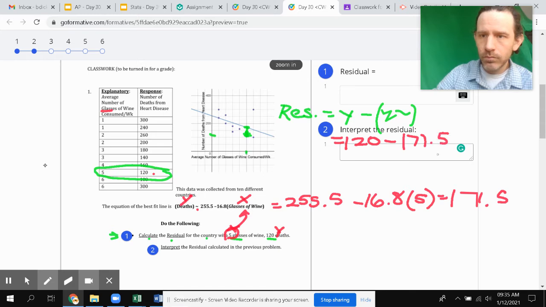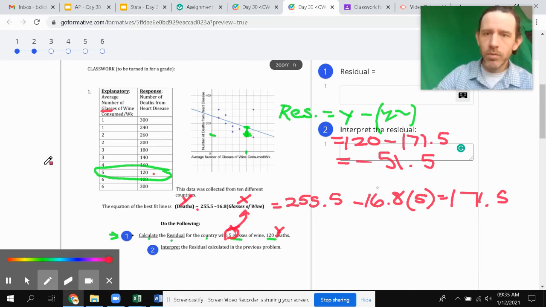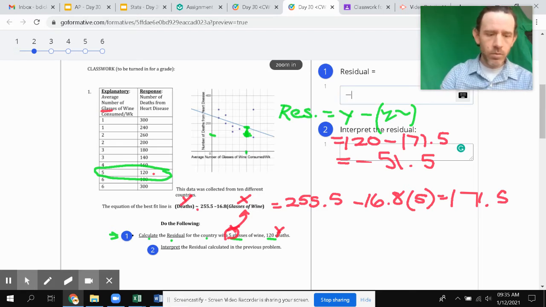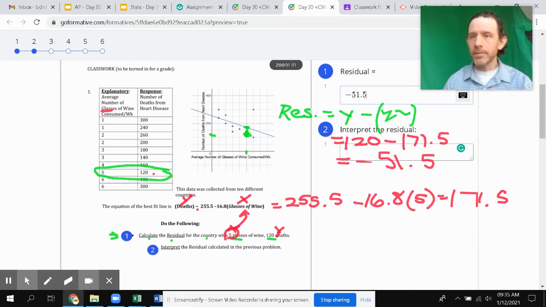And what do we get for that? You get a negative, and that's fine. That makes sense. Negative 51.5. So we go into the problem set. We now calculate. The answer is negative 51.5. Done. That's the actual residual, or the residual.